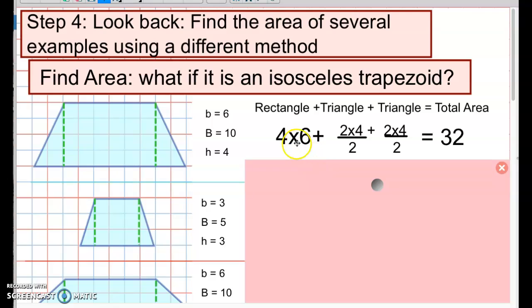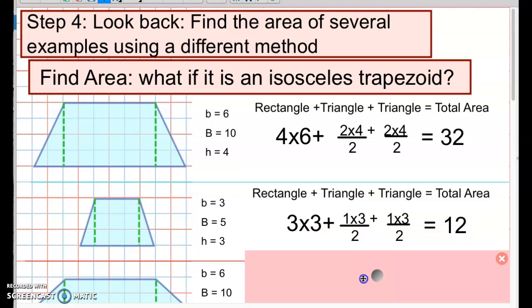So our rectangle's area is 4 by 6, and our two triangles are 2 by 4s. So we have 2 times 4 over 2 and another 2 times 4 over 2. And that gives us a sum of 32. Now, we're going to do the same thing.